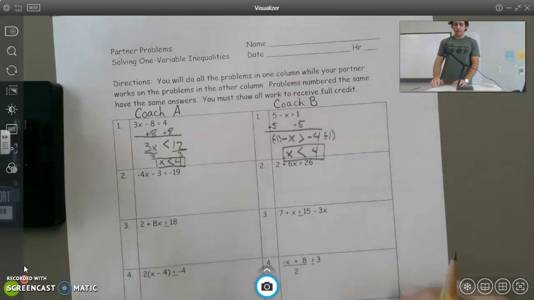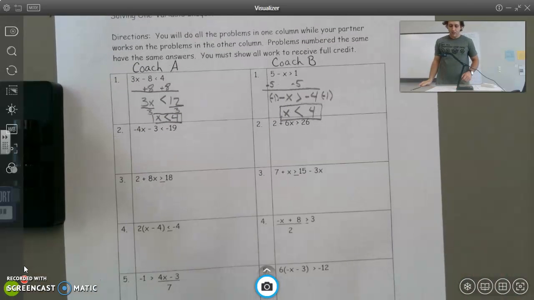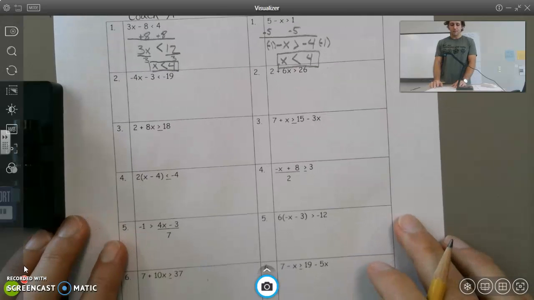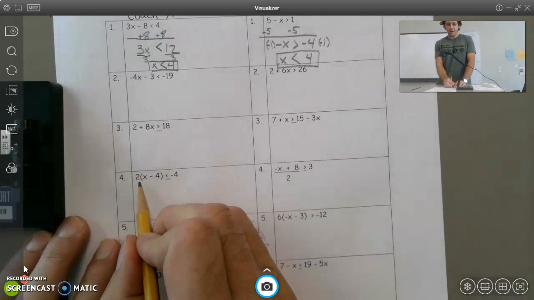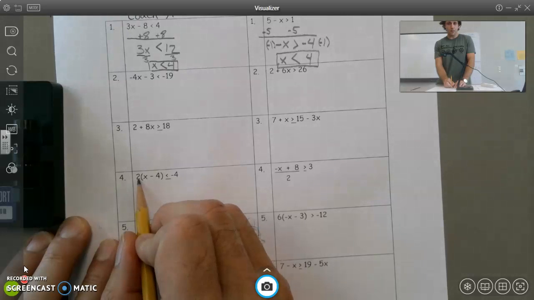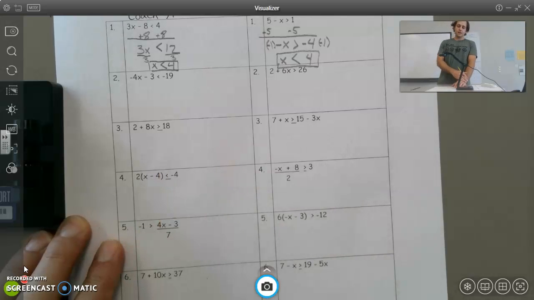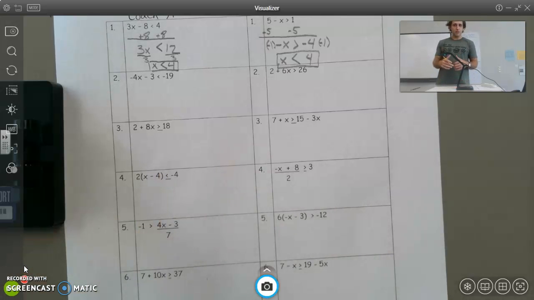Pencil's getting dull, let's get a different one. All right. Let's go down here and try something else. How about number 4? This one looks a little bit trickier. Here I see some number being multiplied by a difference inside of parentheses. So I've got an extra step involved here. Whenever we're doing problems like this, whether it's an equation or an inequality, we have 2 different ways that we could go about doing it.